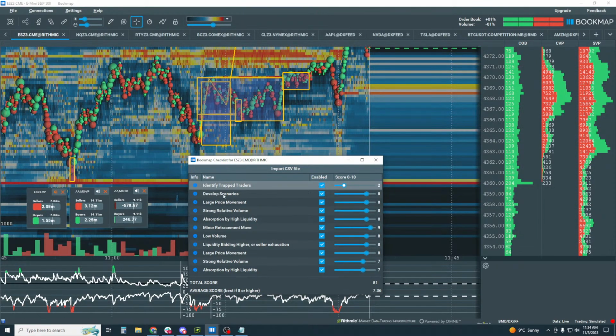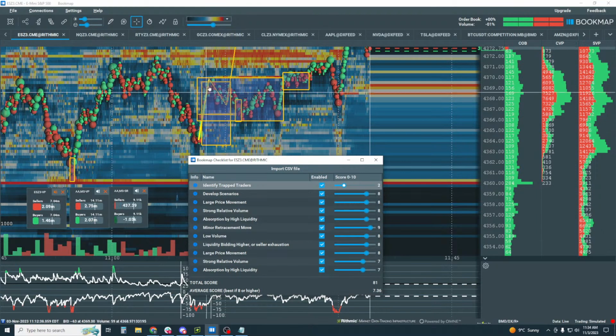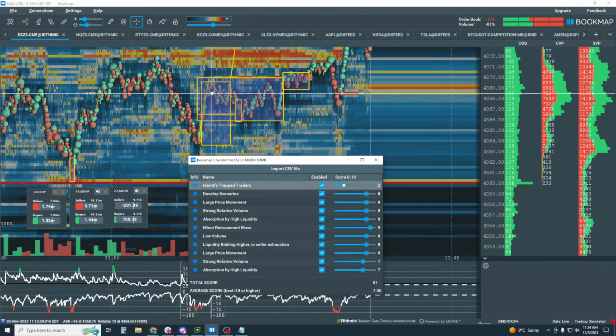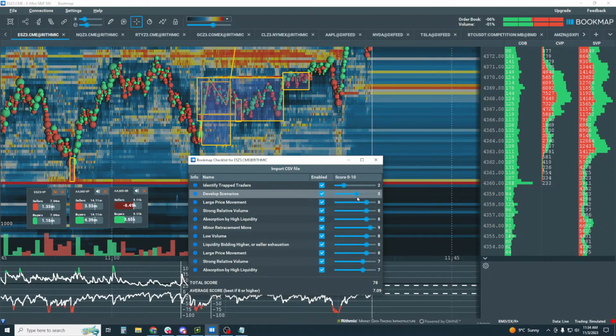Okay, develop scenarios. Did we come up? Do we see a possible move up into high liquidity or target? And you know, a strong move, pullback, strong move, and we can target some of these areas in here. Yeah, I guess, but not too good. I don't think those scenarios are very strong either. So let's give it a 4.